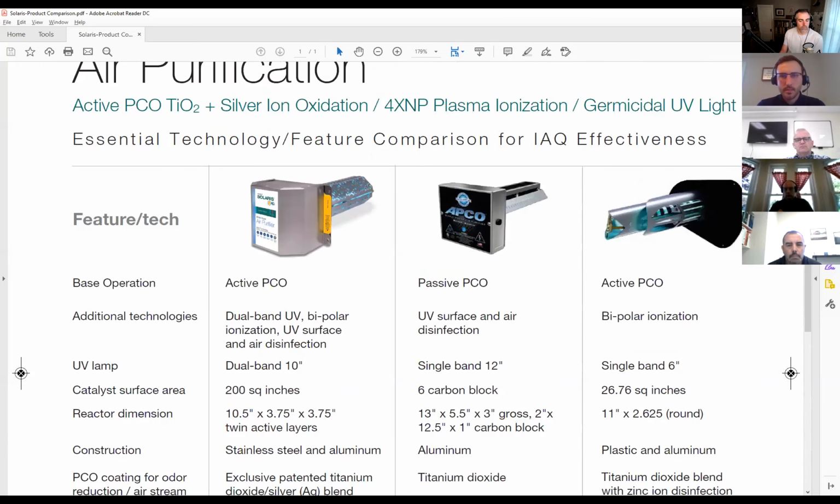We'll go ahead and jump to the next. And I'll send you guys this comparison sheet as well.